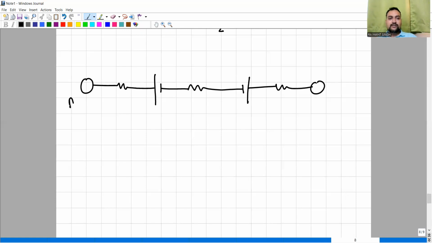So let's say this is point A, point B. Point A has a potential of VA, point B has a potential of VB. And let's say these are the two EMFs in the circuit, E1, E2, and then you have R1, R2, R3. And the current flowing in the circuit is like this. This is how the current is flowing.